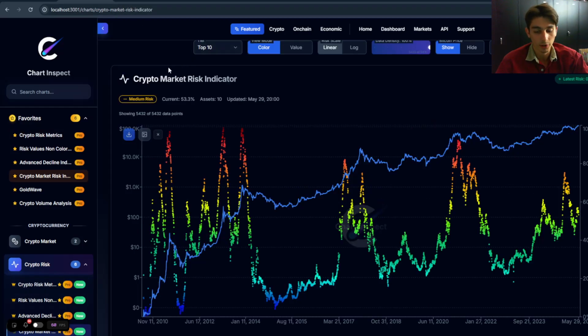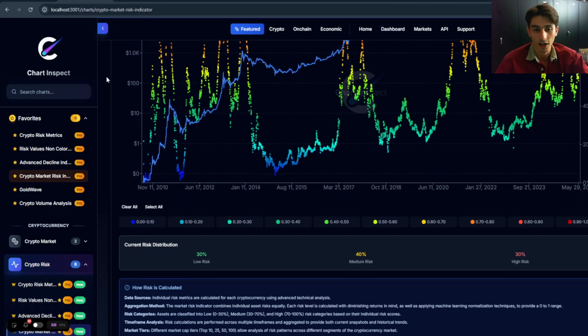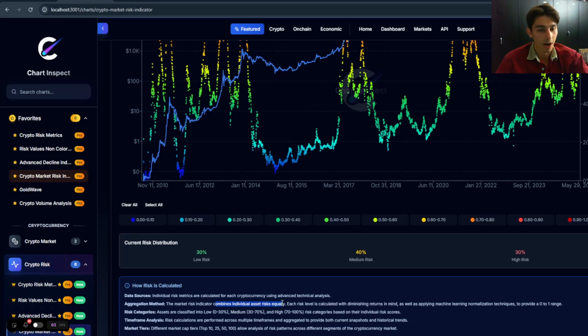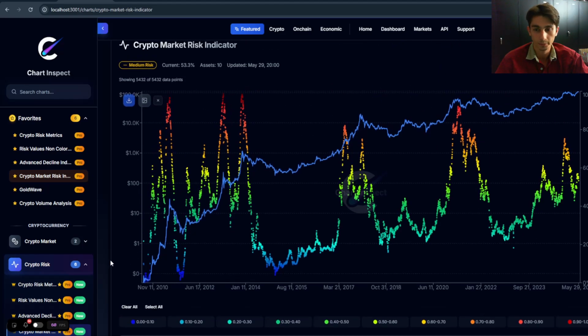So today I want to talk about the crypto market risk, which essentially takes a top 10, top 25, top 100, whichever one you want to look at, by market cap, all these coins, and conglomerates them into one indicator that essentially shows the overall market risk and volatility at that given time. So it essentially combines the individual risks equally, and each risk level is calculated with diminishing returns in mind, as well as applying a machine learning technique which normalizes the values to provide a 0 to 1 range.